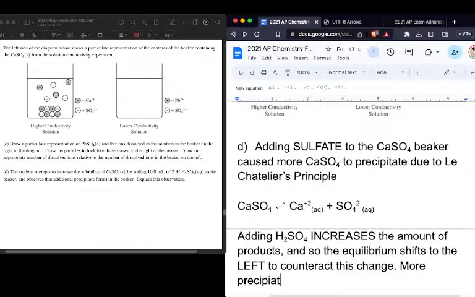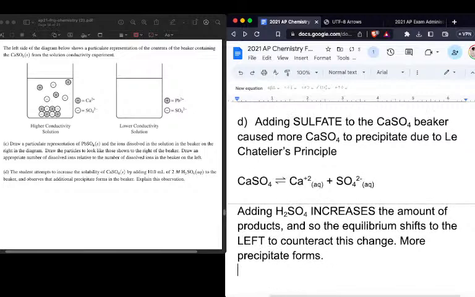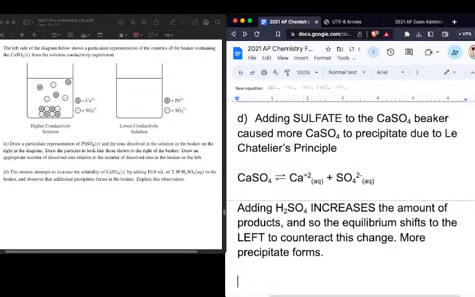More precipitate forms. Nice. You could also explain this just by saying that you've already dissolved as much calcium and sulfate as you can to make a saturated solution. If you add more sulfate, you can't hold as much calcium because of the way Ksp works, that's solubility product constant, and therefore CaSO4 solid is formed until the concentrations come down enough that you've reached saturation again.